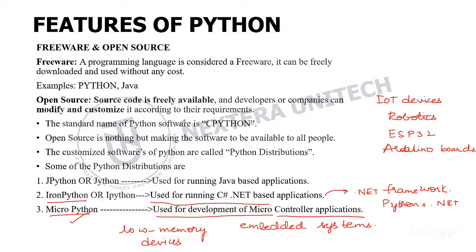So to summarize, Python is free to download and use, and there is no license cost, and the source code is available publicly, and it can be modified and customized. And moving on to the next feature.